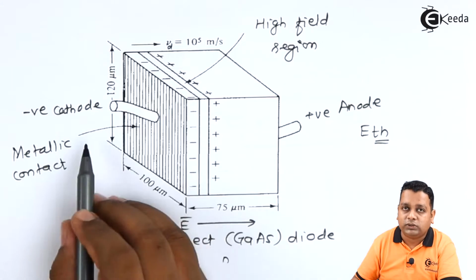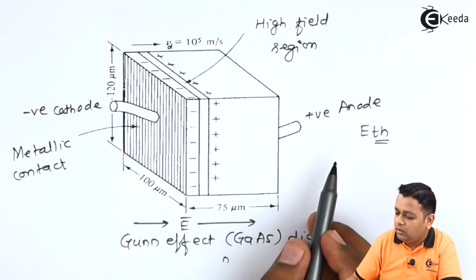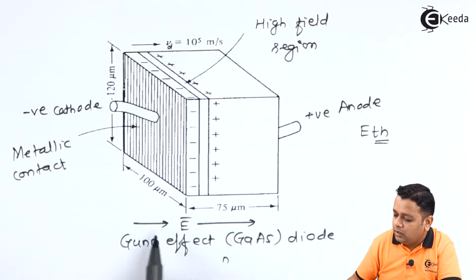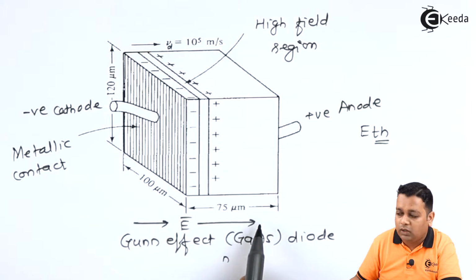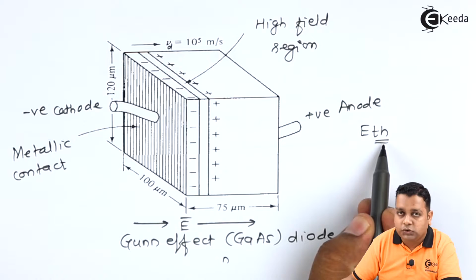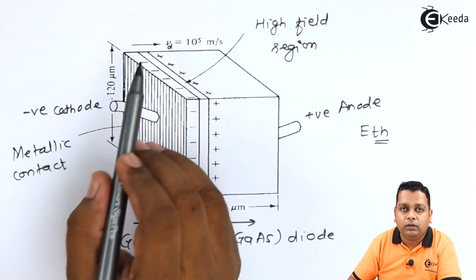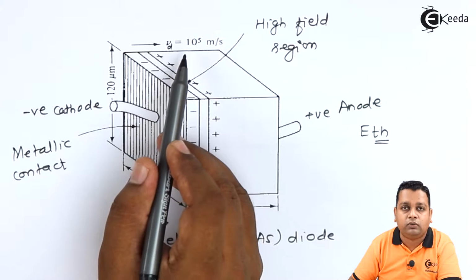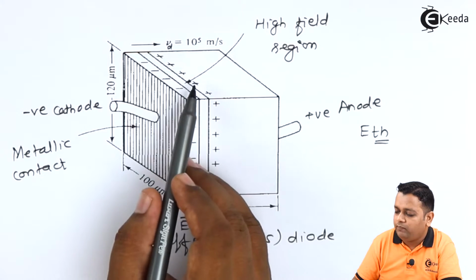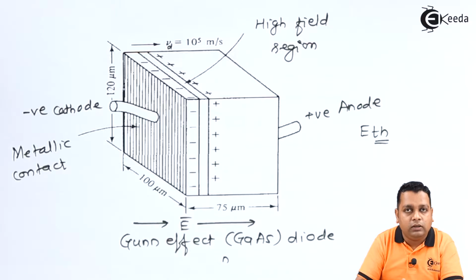whereas this can be the positively charged anode terminal. So supplying the DC potential here, there will be a development of electric field across this particular bulk, and after a threshold value, the formation of the high field region because of the drift velocity reduction in the electron will take place, and it will result in the final current here. So let us discuss the Gunn effect again.